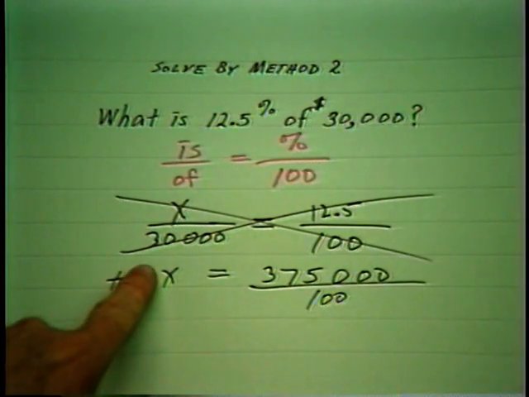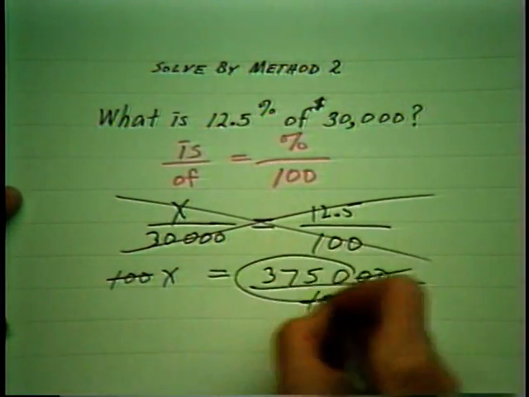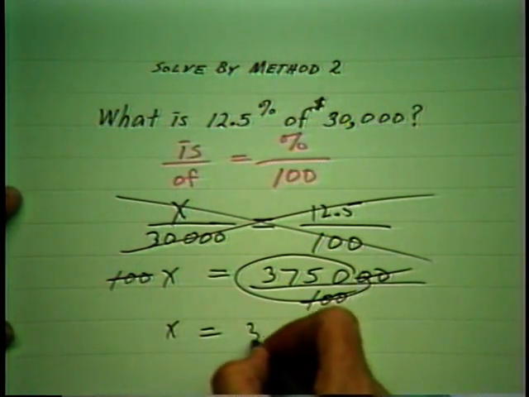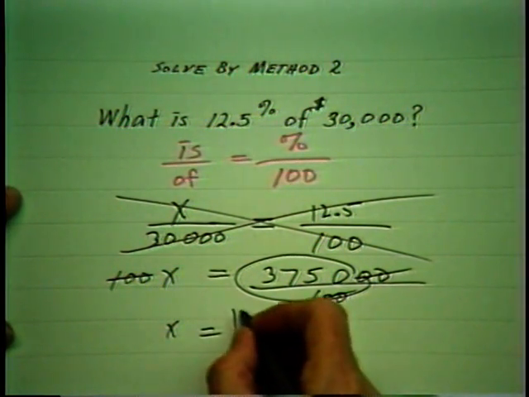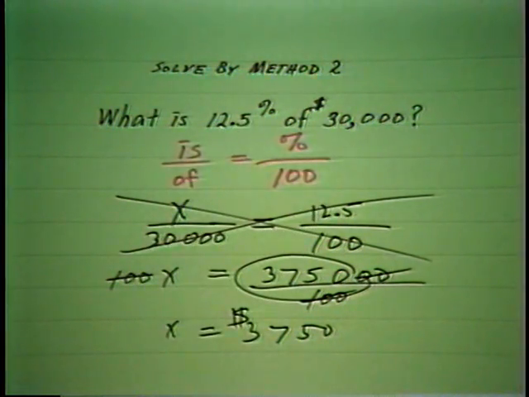multiplier of the unknown, which is a power of 10 here, and that's one of our shortcuts. So my answer is $3,750, which is 12.5% of 30,000. Very cute, but very easy and effective methods.